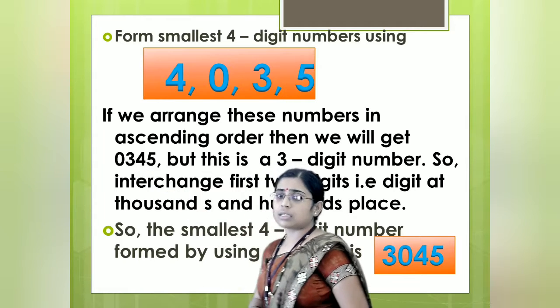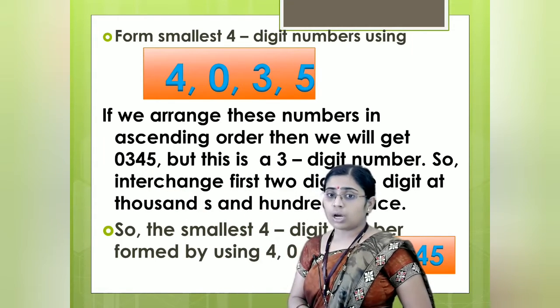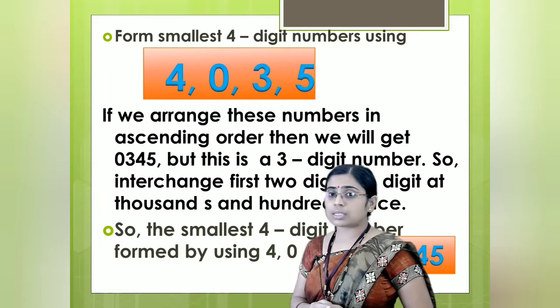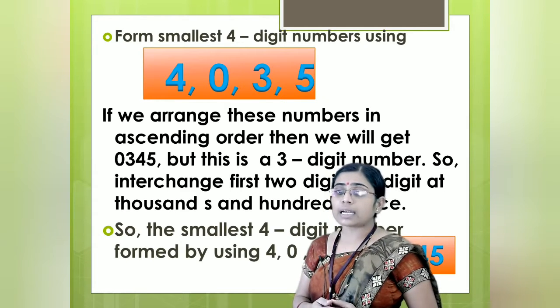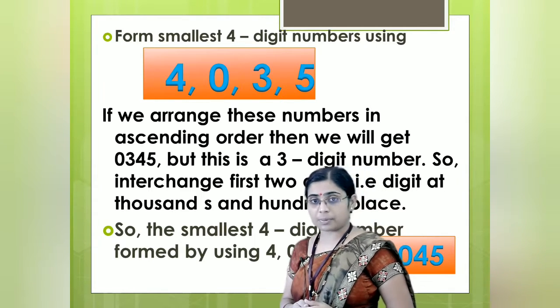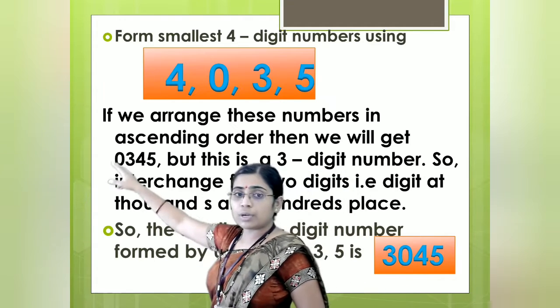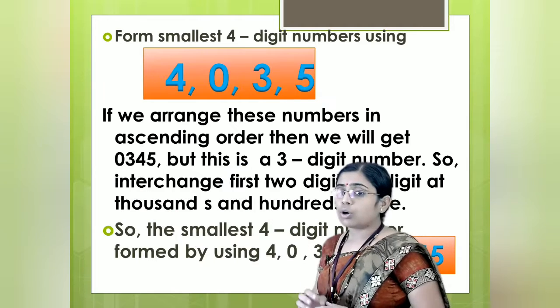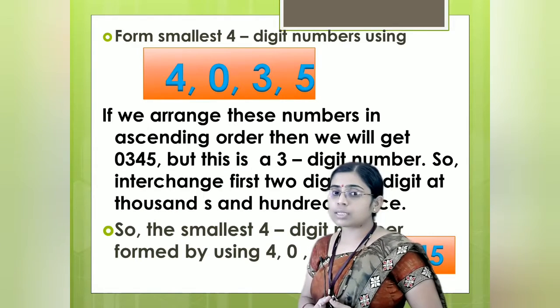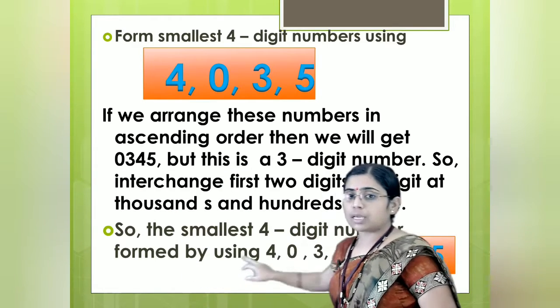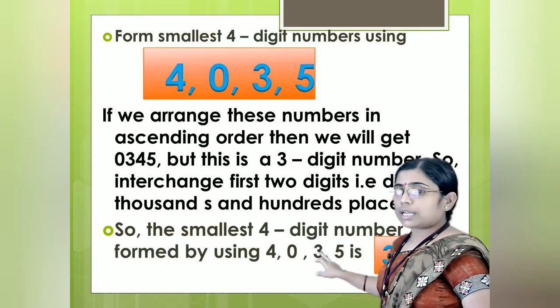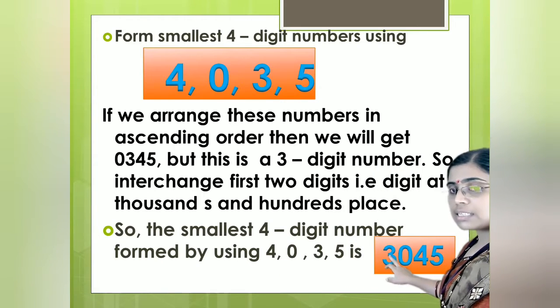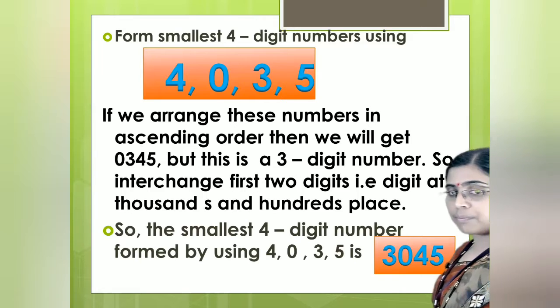But this is a 3-digit number, so interchange first 2 digits, that is digit at thousands place and hundreds place. So we need to interchange these 2 digits 0 and 3. So we will get the smallest 4-digit number formed by using 4, 0, 3 and 5, and that is 3045.